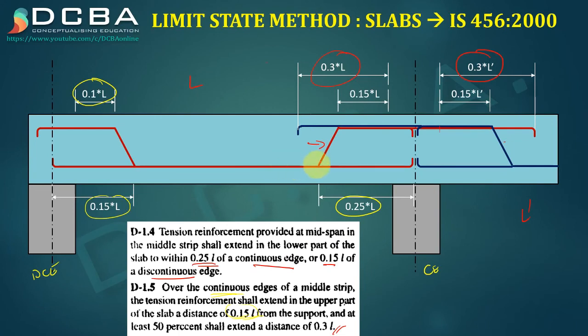We are taking this tension reinforcement, and then half of it we are extending in the adjacent slab by 0.3 times L dash. L dash is the span of the adjacent slab, and again the steel from the adjacent slab is also coming into this slab, and that is also for 0.3 times L. So this is how the detailing has to be done, and it is not complete, as we have to give the distribution steel and a lot of things are there.